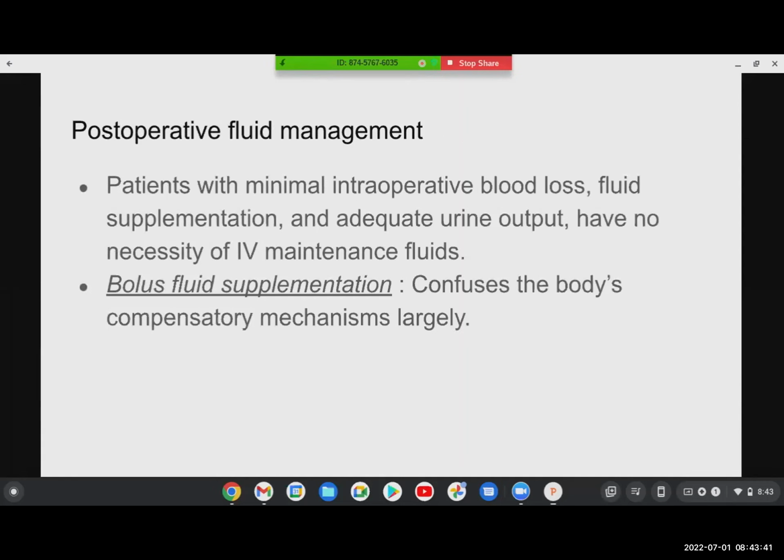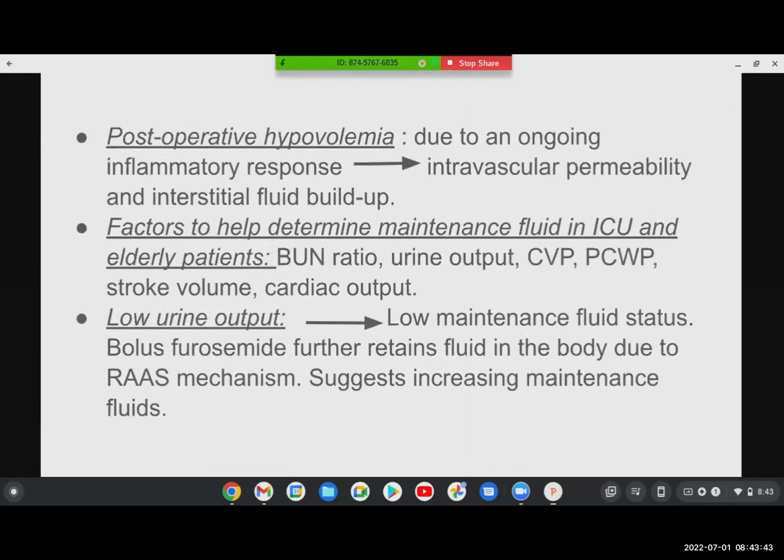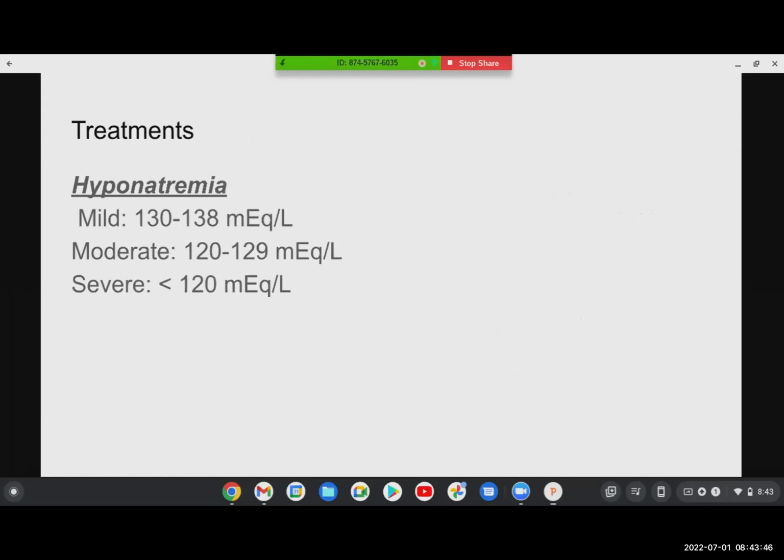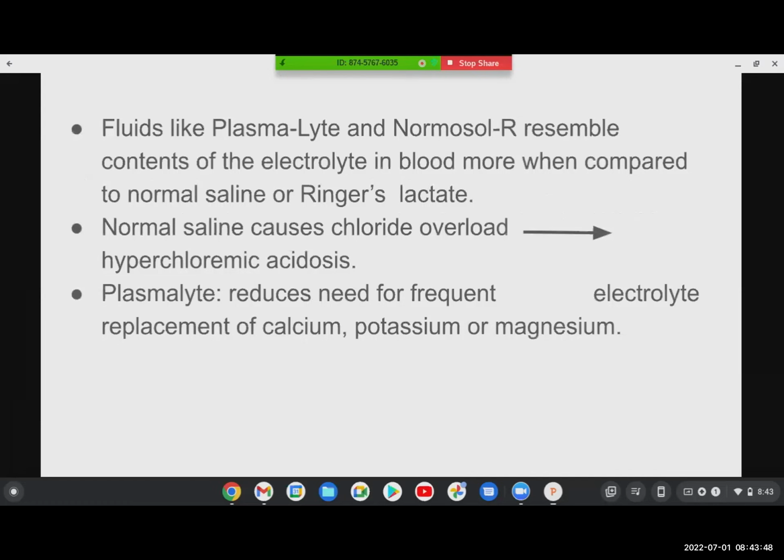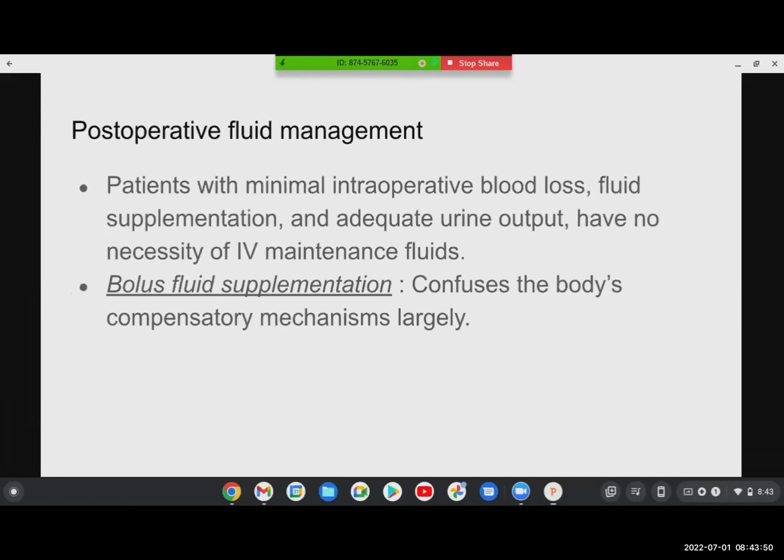Post-operative fluid management. One minute, I'll just check where that part is. Okay, it's there.